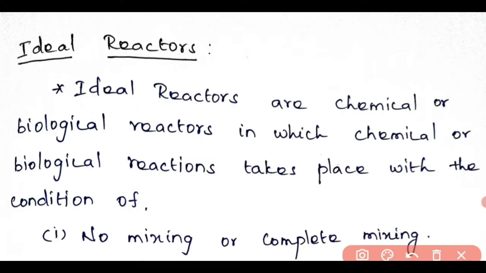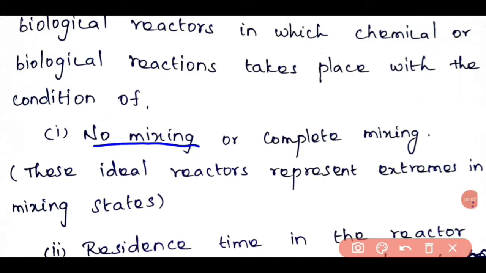Hello everyone, today we are going to see what are ideal reactors. This is a very important topic for your GATE examination. Ideal reactors are chemical or biological reactors in which chemical or biological reactions take place with the condition of no mixing or complete mixing in the reactor. So ideal reactors represent extremes in the mixing state.